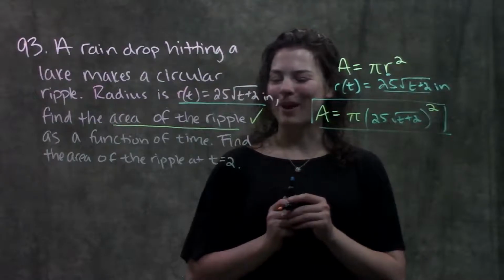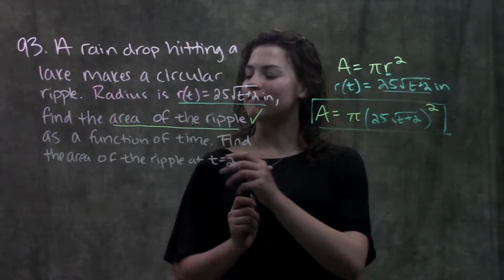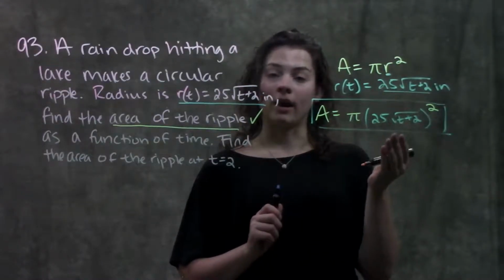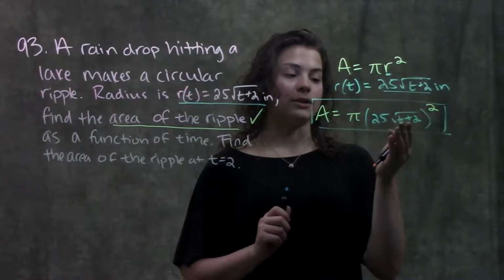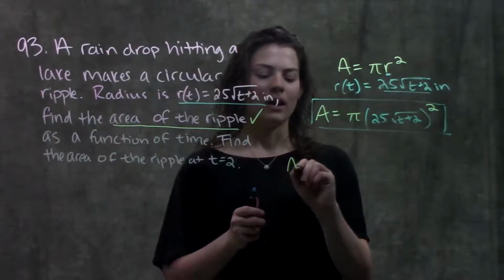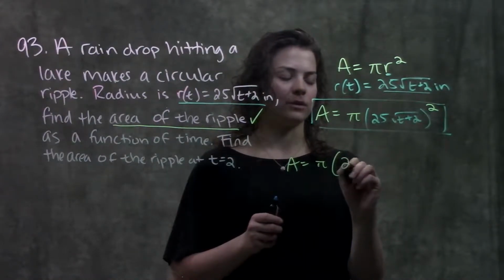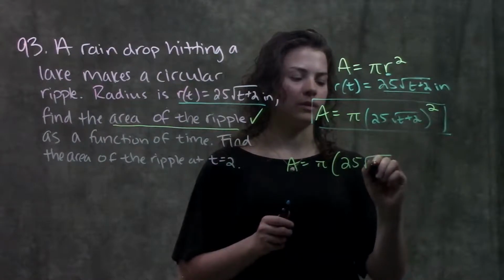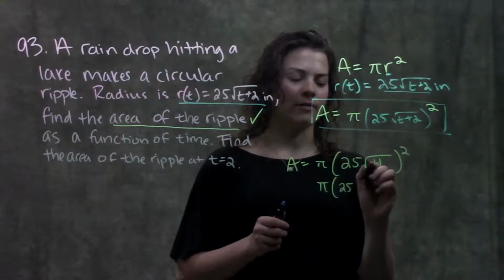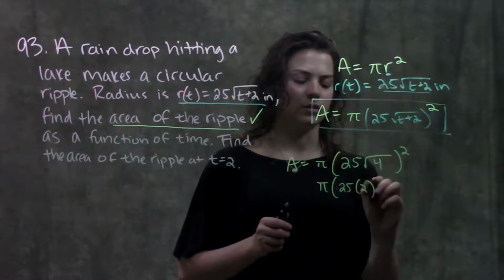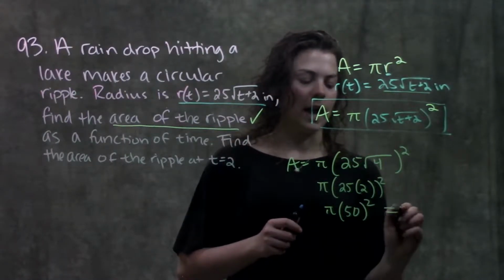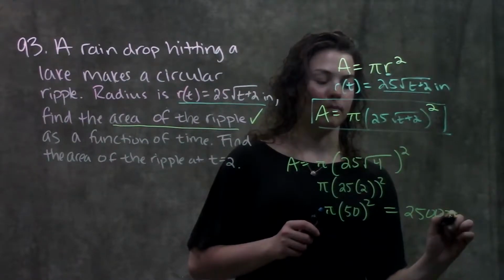And now we move on to the second part. The second part, they ask us to find the area of the ripple at t = 2. So all we do for that is we go to our area equation that we just made, and we'll plug in 2 for t and see what the area is exactly at t = 2. When we do that, we get pi times 25 radical 2 plus 2 is 4, all that squared. And simplifying this, this becomes 25 times radical of 4 is 2 squared, which becomes pi times 50 squared. And this will give us 2500 pi.